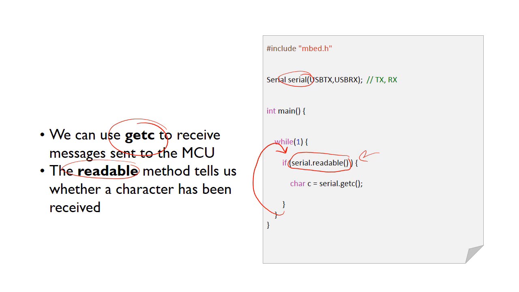Effectively, we just keep listening, keep checking this readable method. As soon as a character arrives, this will then be true. So we'll go inside of this statement, and then we can receive the character. Use .getc. It will read the character from the serial port, and then store it in this variable we've created, char c.